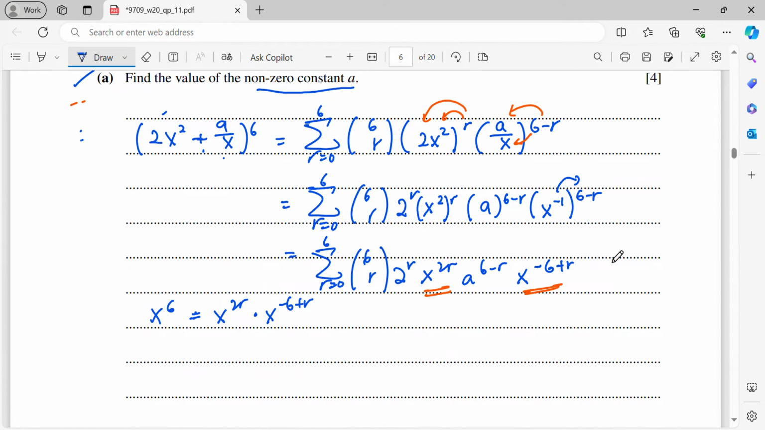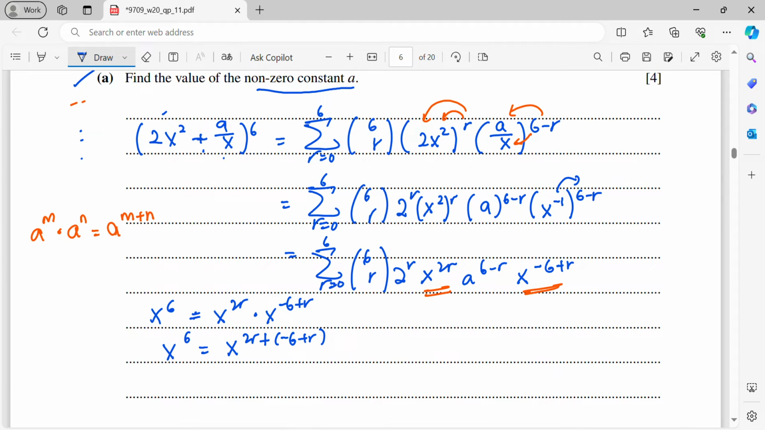Okay, this is the method to find out the r. So now we have another formula over here. Since both have base x on the right side, I will get a to the power of m times a to the power of n. It will be a to the power of m plus n. So now you just need to add up the power. So here will be x to the power of 2r plus minus 6 plus r. It will be x to the power of 6.